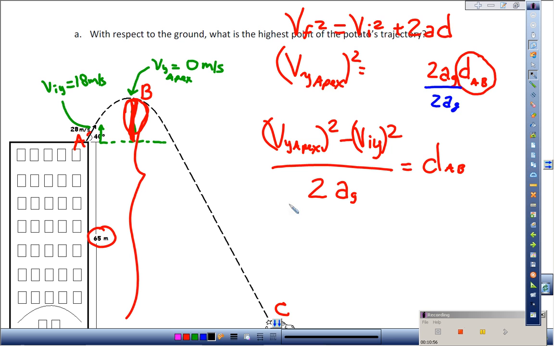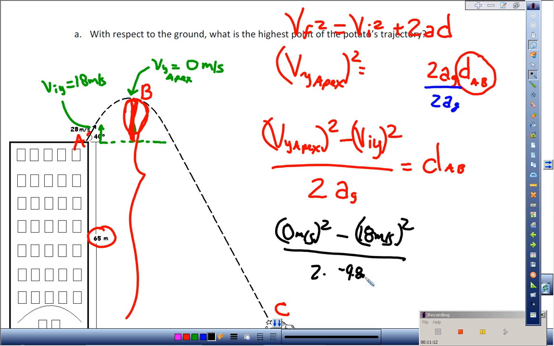So plugging in my numbers, for my velocity at the apex, it's 0 meters per second, the whole thing squared, minus the initial velocity, which was 18 meters per second, the whole thing squared, divided by 2 times the acceleration due to gravity. Well, that's 2 times a negative 9.8 meters per second squared. So 18 squared divided by what would be negative 19.6 gives me a value of 16.5 meters. And this is the value of the height above the roof. Notice the negative divided by a negative gives me a positive displacement in the upward direction.